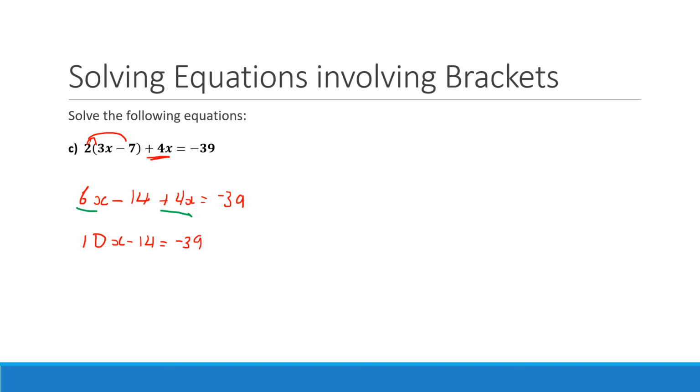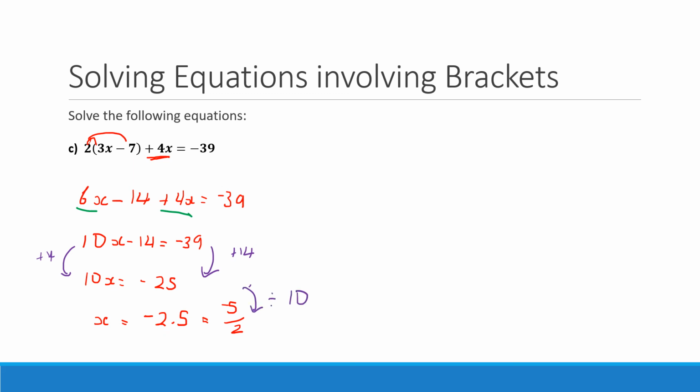And then to rearrange, move the 14 first. The opposite of minus 14 is plus 14. So that means 10x is going to equal negative 25. Negative 39 plus 14 is negative 25. And then divided by 10, x is going to be negative 2.5, or negative 5 over 2. And then there is that one.